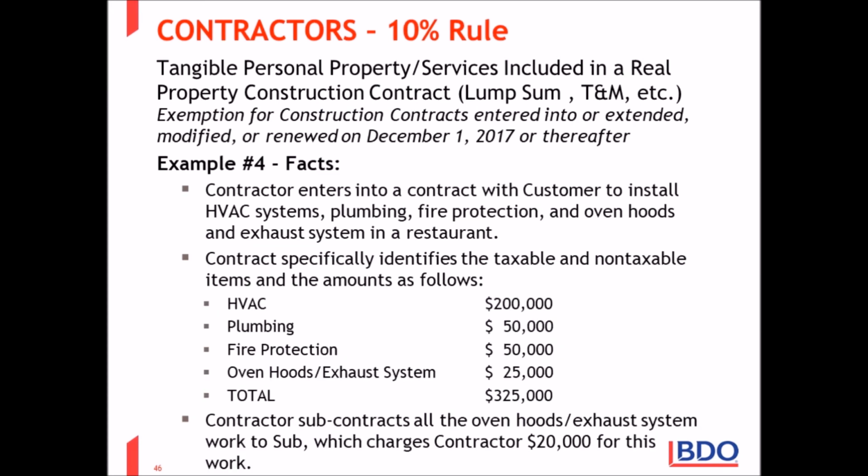So getting into our next example, we've got the contractor entering into a contract with a customer to install those same items in a restaurant, the same total amount, $325,000. But here we've got the contractor subcontracting all the oven hoods and exhaust system work to a subcontractor, which charges the contractor $20,000 for this work. So the subcontractor is charging the prime contractor $20,000 for this work. The general contractor is charging their customer $25,000.